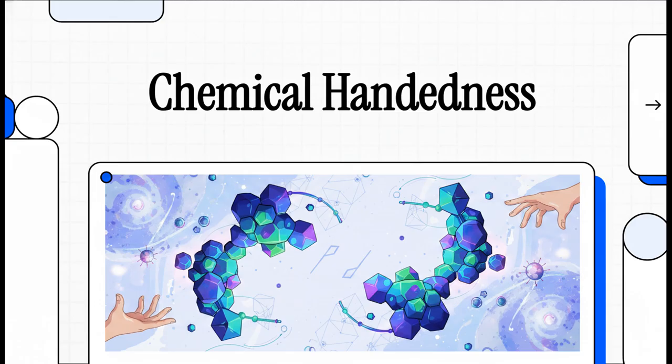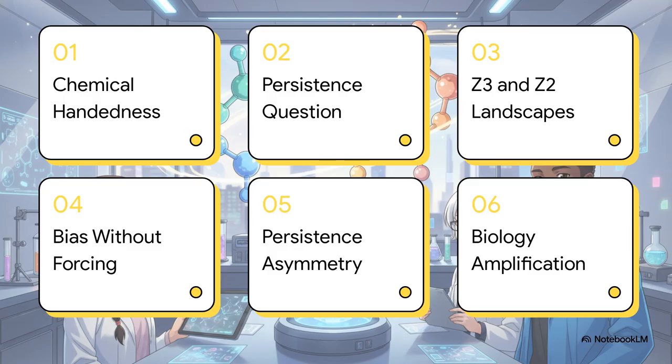Let's get into it. Here's a quick look at our roadmap today. 1. Chemical handedness. 2. The persistence question. 3. Z3 and Z2 landscapes. 4. Bias without forcing. 5. Persistence asymmetry. And 6. Biological amplification.